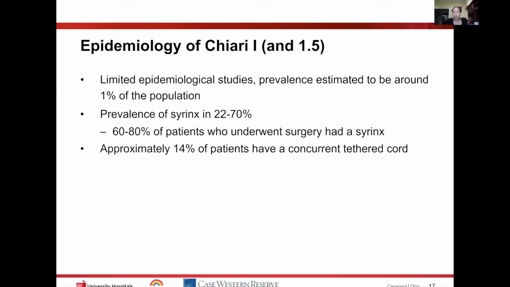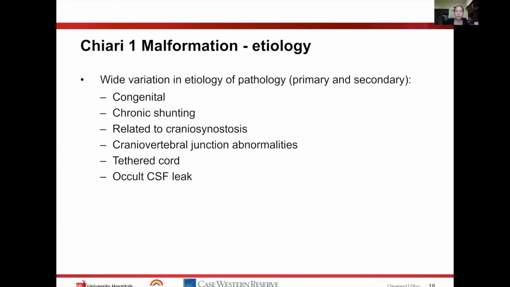And then the other portion of this is that it's all kind of in the same line. About 14% of patients also have a concurrent tethered cord, and that can be anything from fatty filum to lipomas. So we do know that there's some association with that as well.